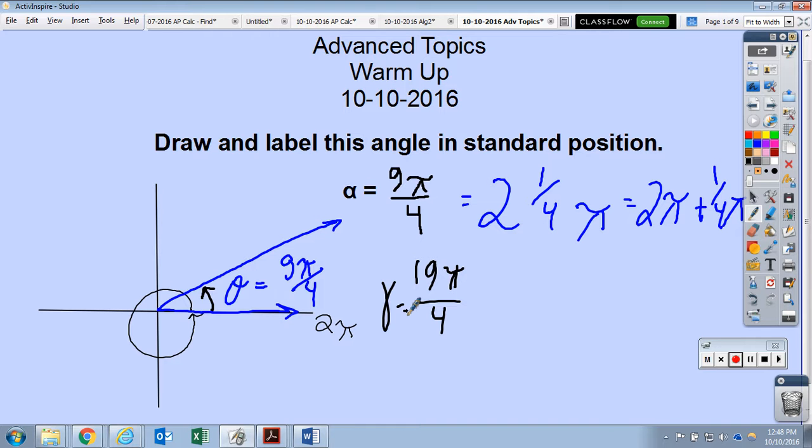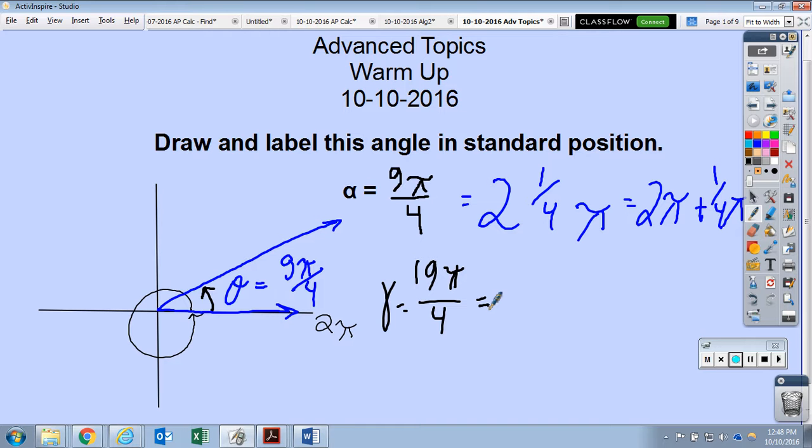Alpha, beta, gamma, theta. So here we have gamma. Again, back to the ancient Greeks, that's why you see these things. So gamma is equal to 19 pi over 4. Let's think about if we had to do this one. What's a simplified version of this?